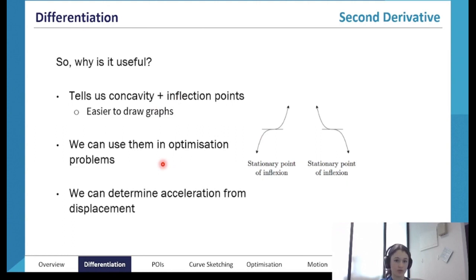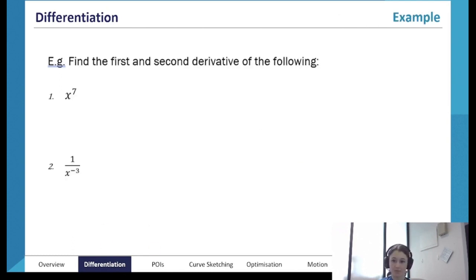We can also use the second derivative in optimization problems, which we'll get to a little bit later in the lecture. And then the second derivative also tells us about the relationship between acceleration and displacement, which we'll also get to later in our motion topic. But yes, the second derivative is really important, gives us a lot of information about different topics. Okay, now we're getting onto some examples of finding the second derivative.